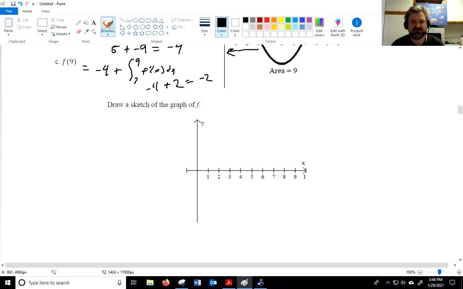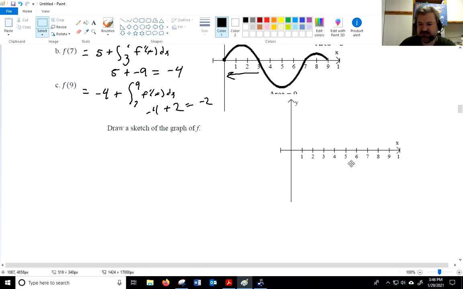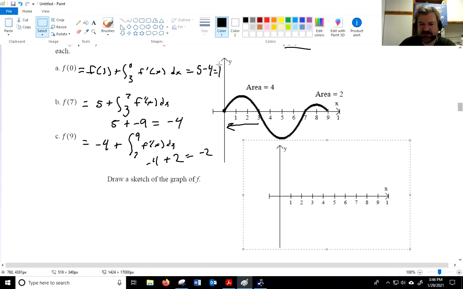And next we're supposed to draw a sketch of f. Okay, this will be fun. Let me kind of grab this right quick. See if I can make it to where I can see a little bit more of this at one time. All right.